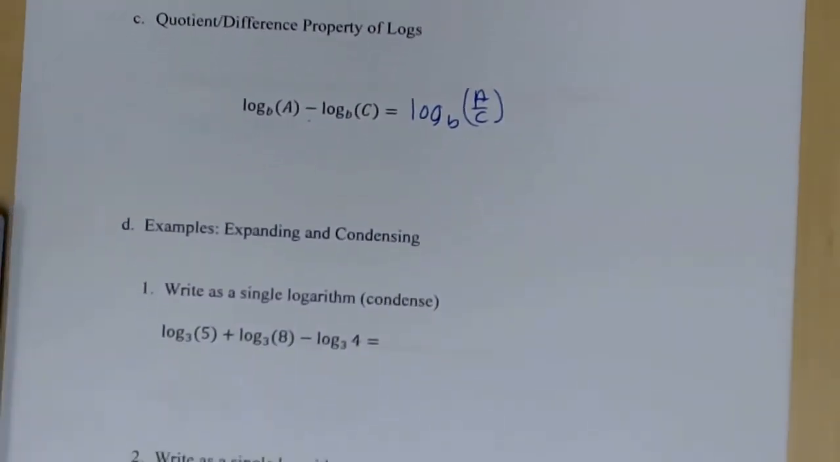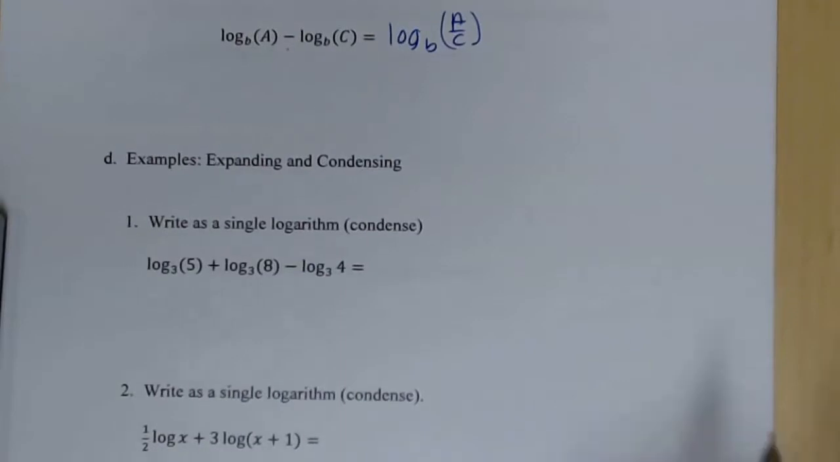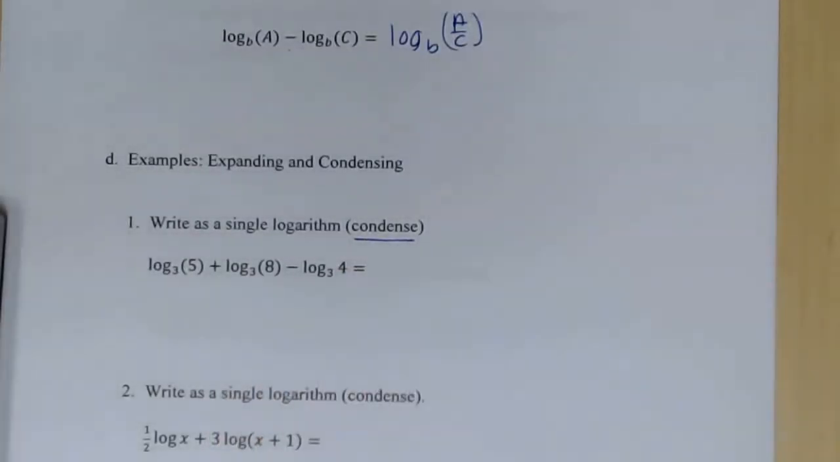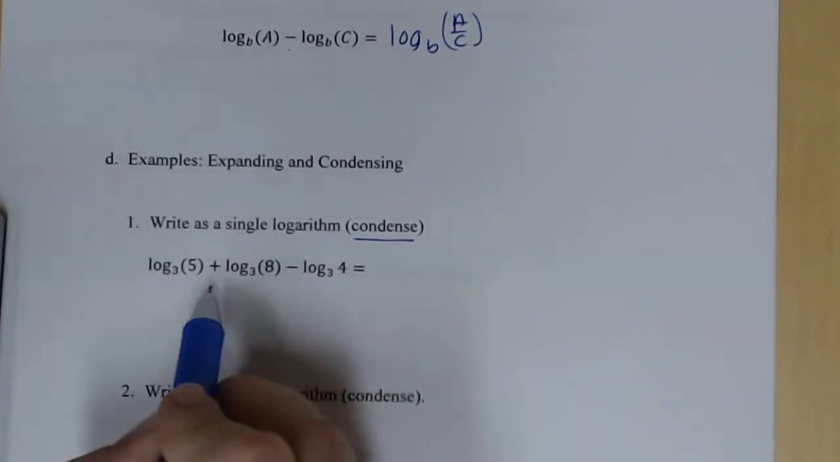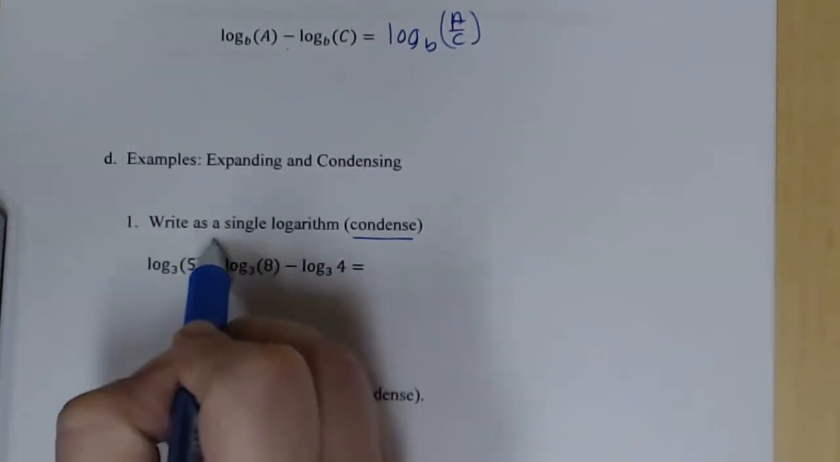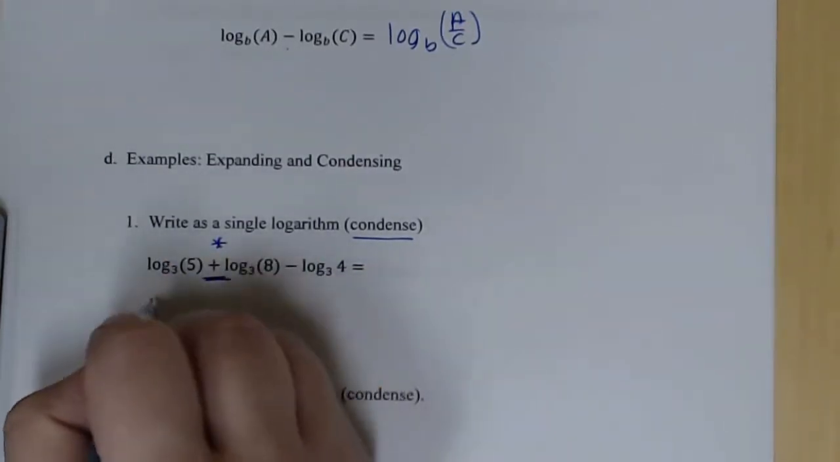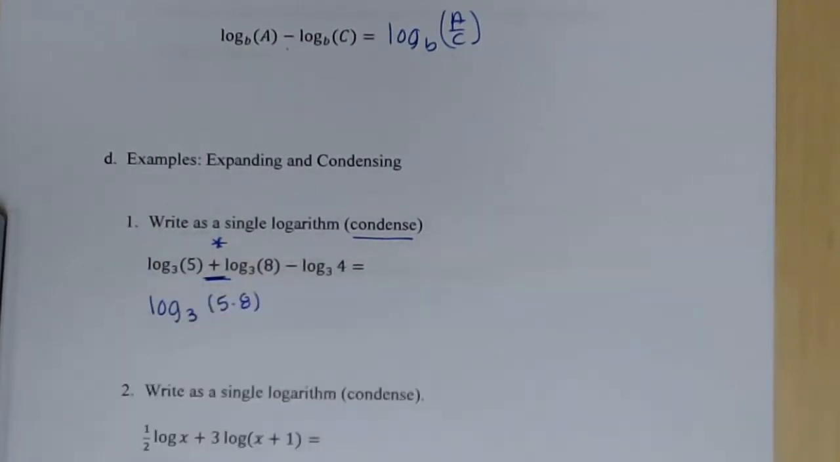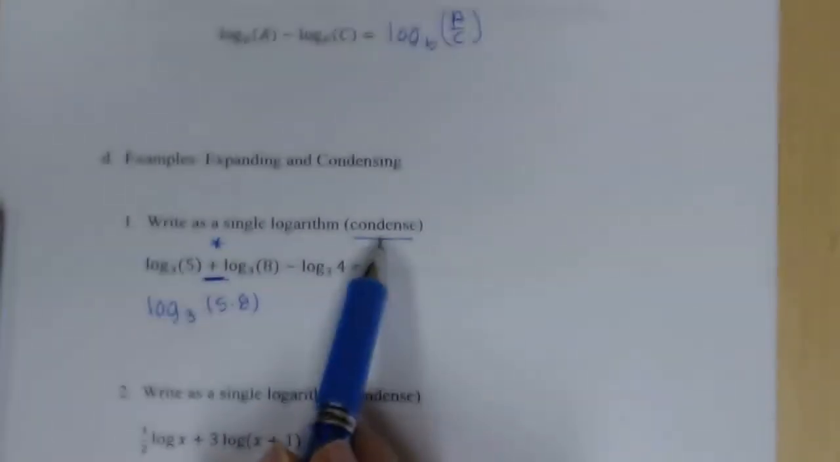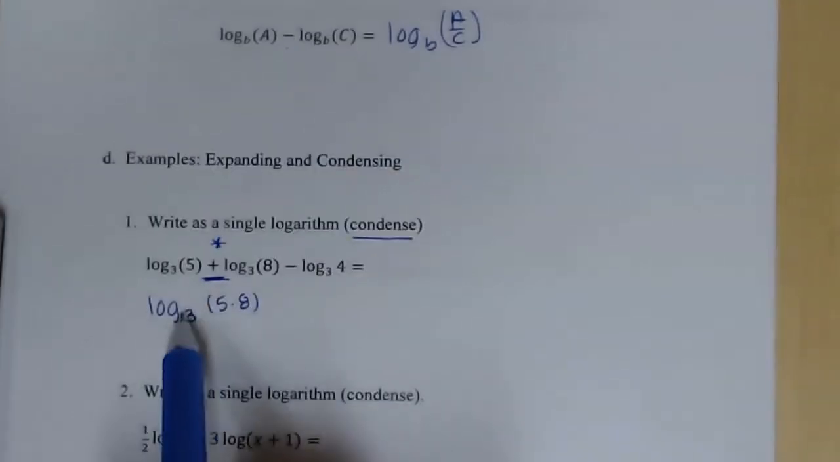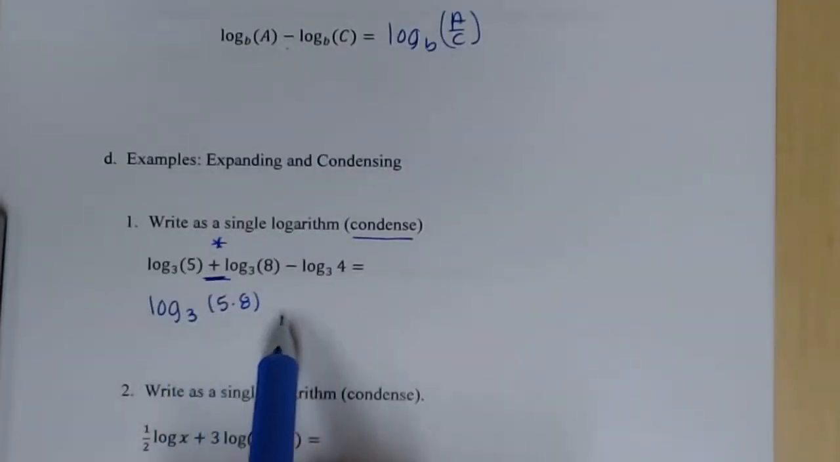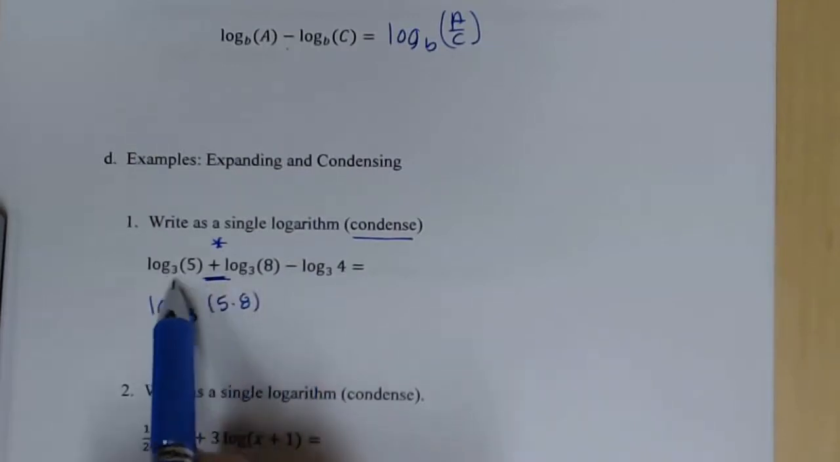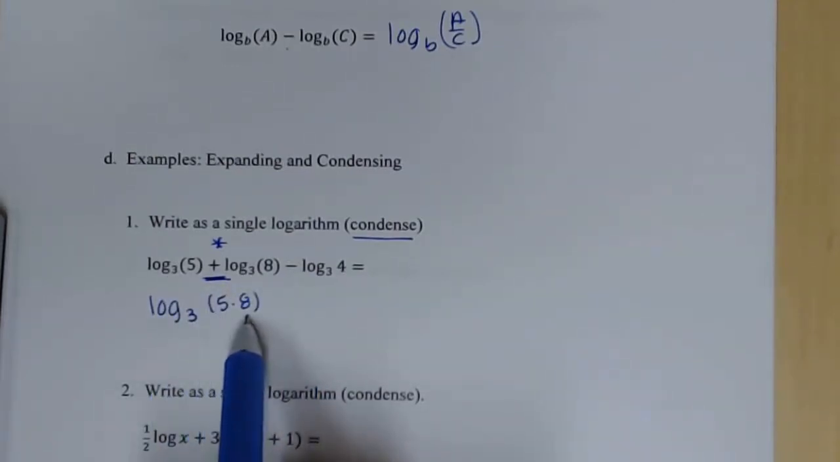Number 1, write as a single logarithm, and I'm telling you we are condensing. Again, they're going to tell you in one of 2 ways. So what we're going to do is just work left to right and see what you can figure out. So we just saw up there addition becomes multiplication. So this would be log base 3 of 5 times 8. Notice when I'm condensing it down, I'm going to a singular log, and so I'm not going to write log of 5 times log of 8. I'm going to go down to a single log of 5 times 8.